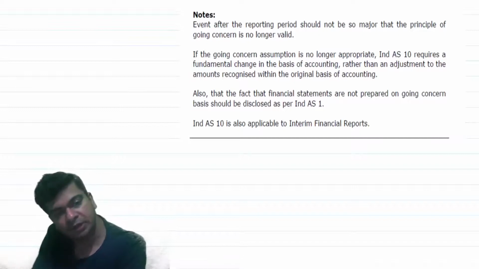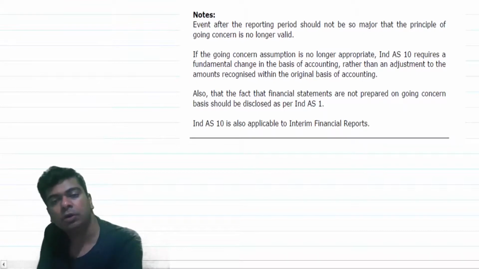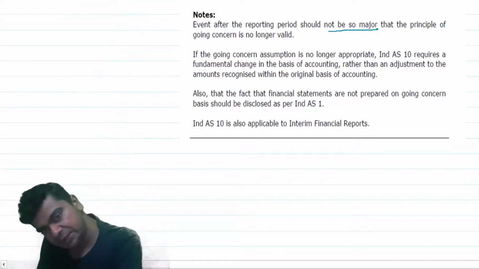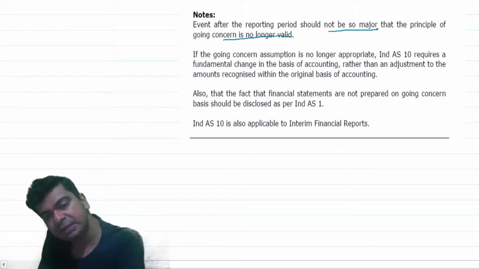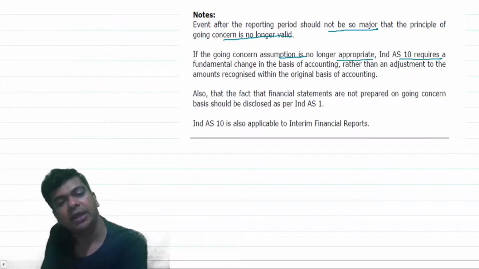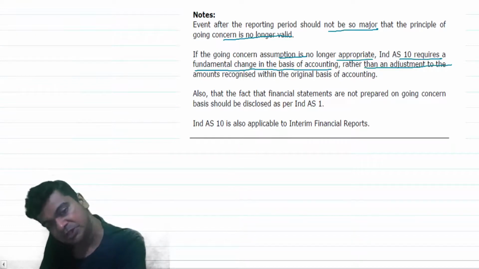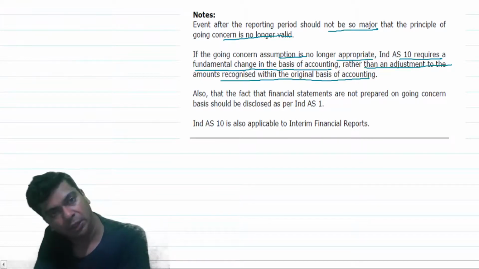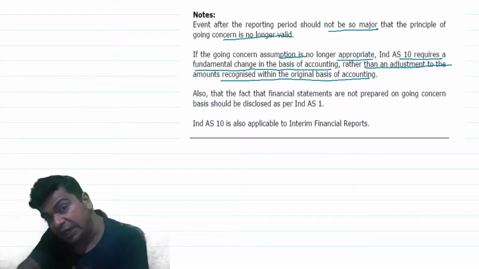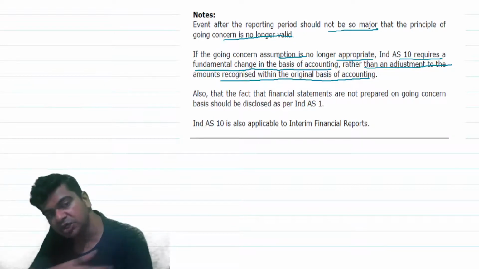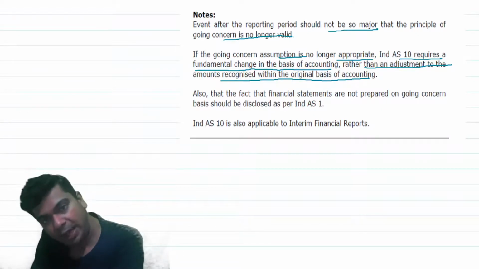This was the final point that we discussed as a part of the note. Event after the reporting period should not be so major that the principle of going concern is no longer valid. Understand, if the going concern assumption is no longer appropriate, Ind AS 10 requires a fundamental change in the basis of accounting rather than an adjustment to the amounts recognized within the original basis of accounting. A major fire has occurred. Perhaps now you have no logical conclusion left other than going for liquidation of your business, liquidation of your company. Accordingly, now the financial statement should be prepared.